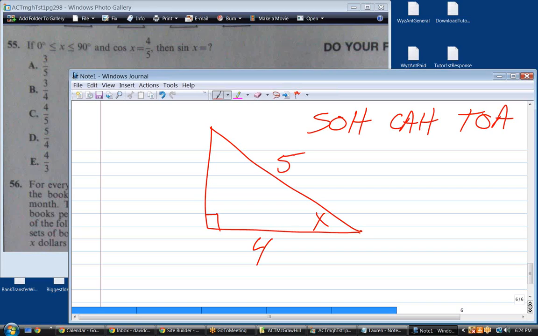Okay, now I've got two sides of a right triangle. I can always figure out the third side. What kind of triangle is this? This is a special triangle. We can use the Pythagorean theorem, but this is a 3, 4, 5 triangle, so this side has to be 3. It's useful to recognize 3, 4, 5 triangles. It'll save you a lot of time and calculations.